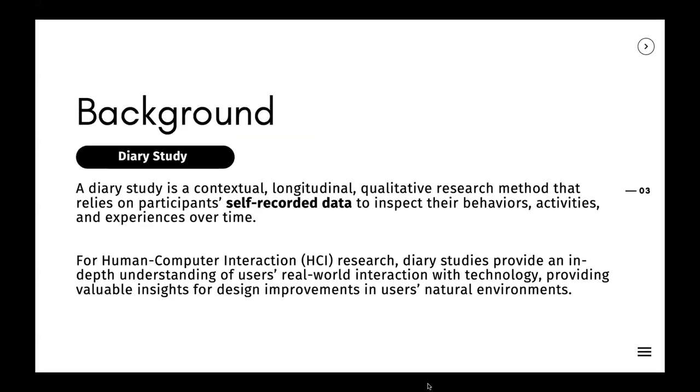Diary study as a contextual, longitudinal, qualitative research method relies on participants' self-recorded data to explore their behaviors, activities, and experiences over a particular period of time. It is widely conducted in many domains, such as health, psychology, and education. For HCI research, diary studies could provide an in-depth understanding of users' real-world interaction behaviors and valuable insights for design improvements.